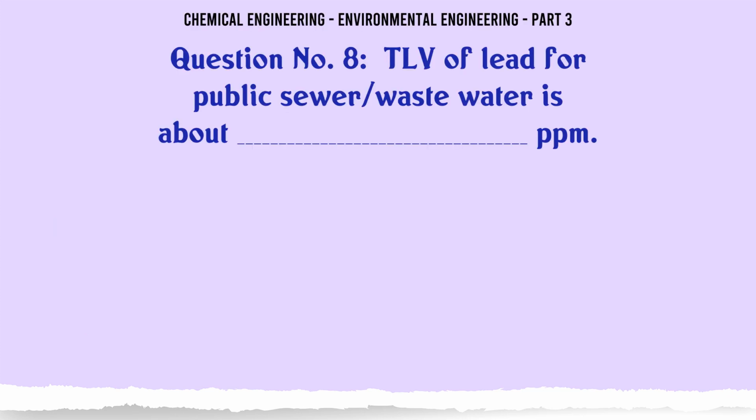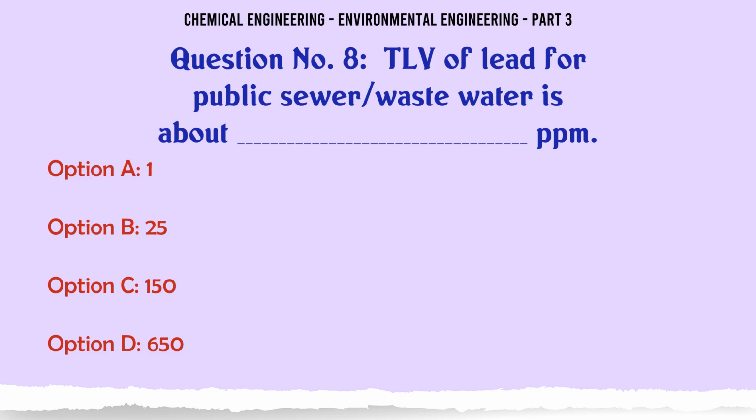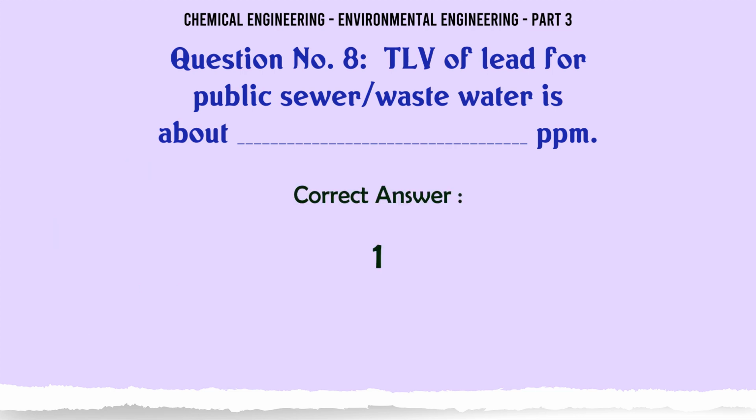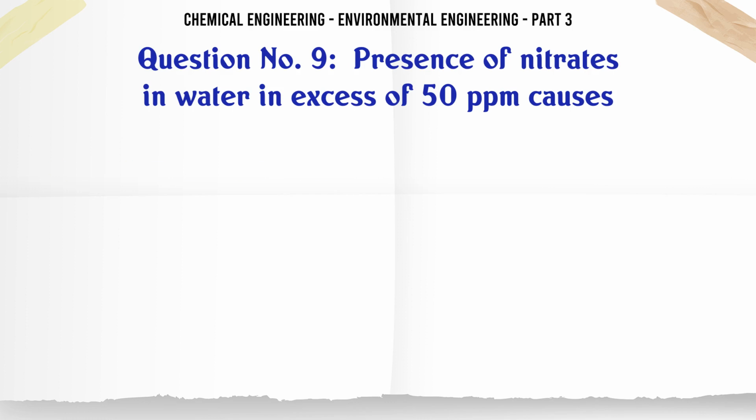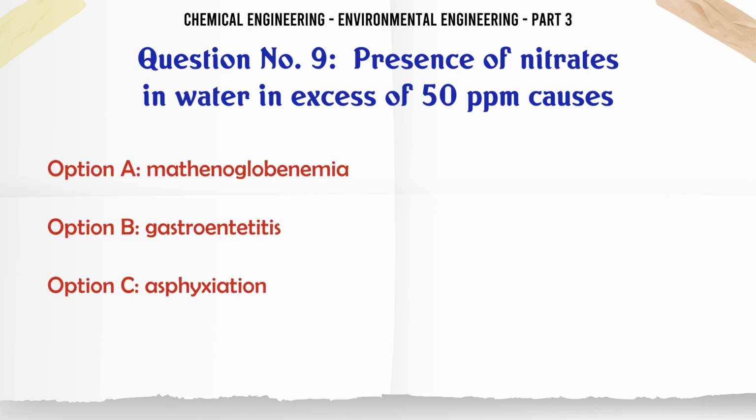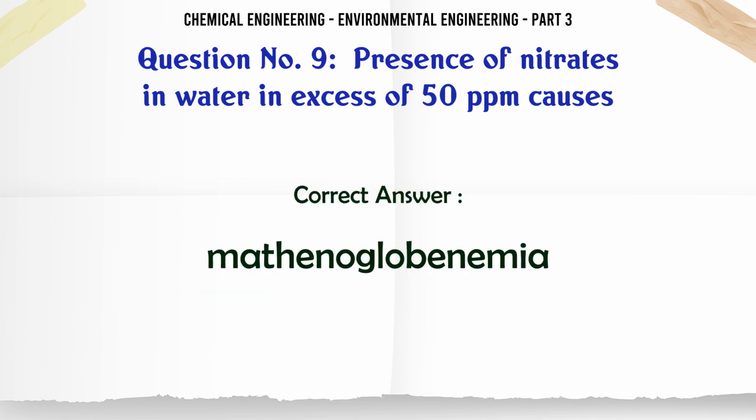TLV of lead for public sewer waste water is about ___ ppm. A. 1. B. 25. C. 150. D. 650. The correct answer is 1. Presence of nitrates in water in excess of 50 ppm causes A. Methanoglobinemia. B. Gastroenteritis. C. Asphyxiation. D. Tooth decay. The correct answer is methanoglobinemia.